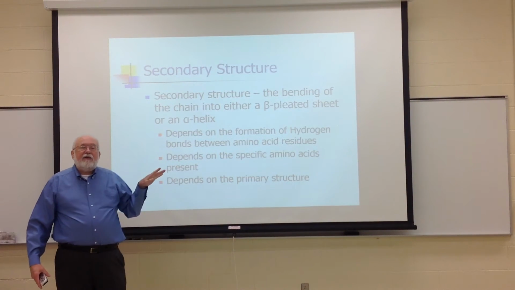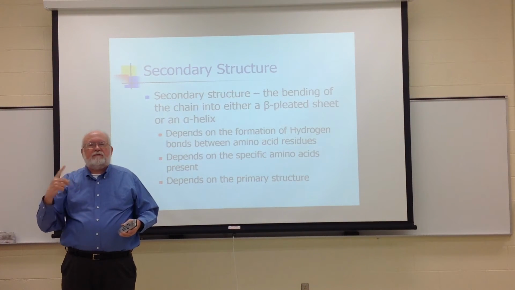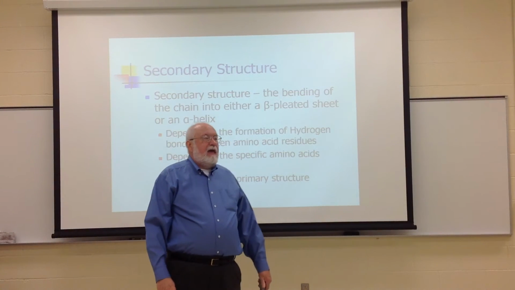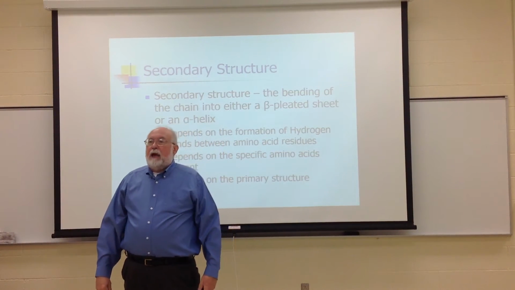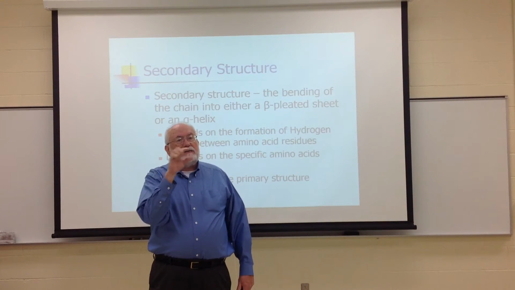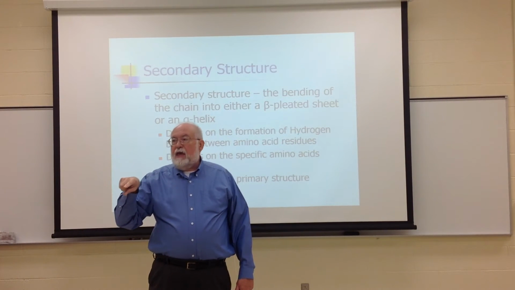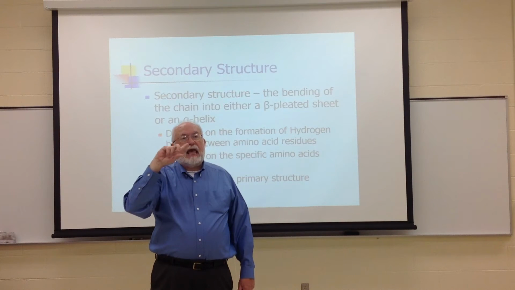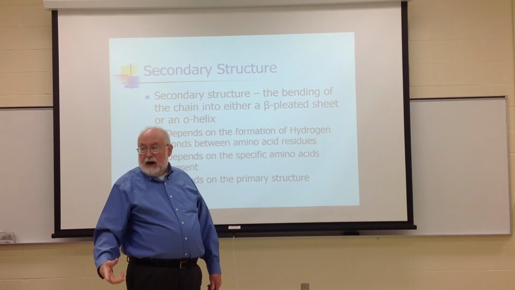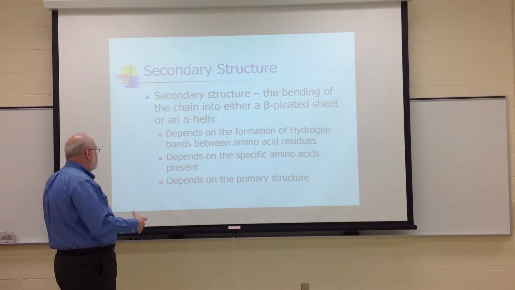And then there are others that tend to give you a kind of spiral, corkscrew, sort of spiral staircase arrangement. That's called an alpha helix. Now, what makes the difference? Well, it's the amino acids. If they're the small amino acids, those tend to favor the zigzaggy pleated sheet. If they're bigger amino acids, they tend to favor the spiral, the alpha helix. So here again, it depends on the specific amino acids.